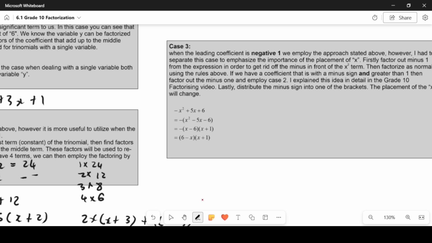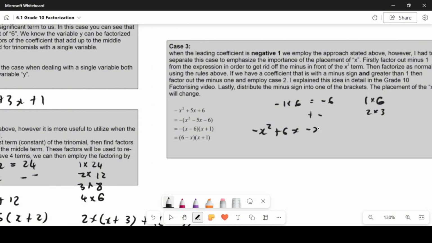So let's just do that quickly, right? It'll be -1 times 6 gives you -6. The factors of 6 are 1 times 6, 2 times 3. Right? Then we know, because we have a -6 here, one factor has to be a plus, one factor has to be a minus. The middle term is positive, so therefore the bigger number will take the plus. So what we can say is x squared plus 6 minus 1 is what? Plus 5x. So therefore it'll be plus 6x minus x plus 6.